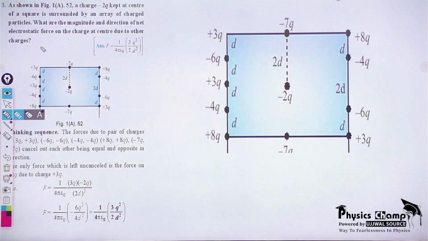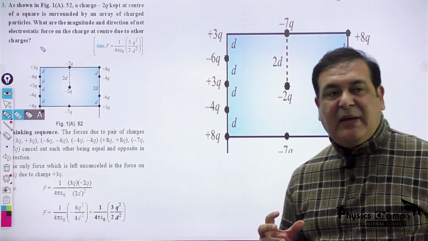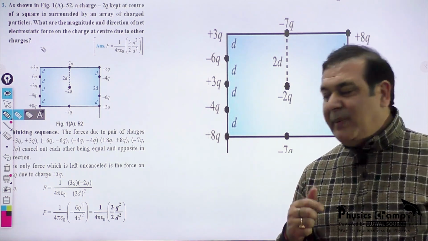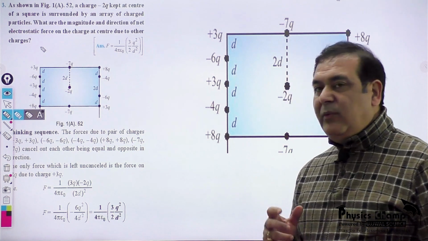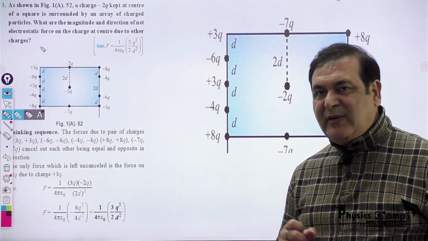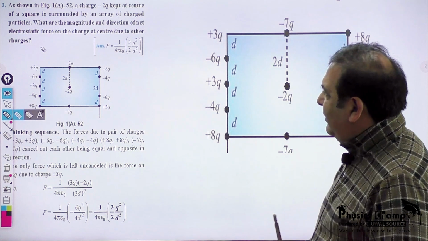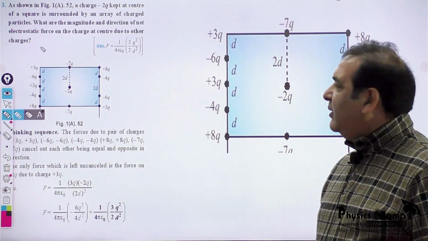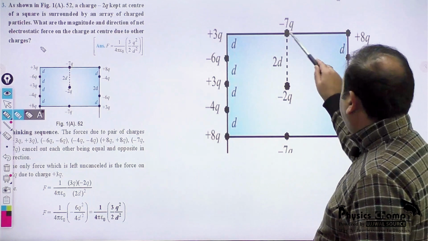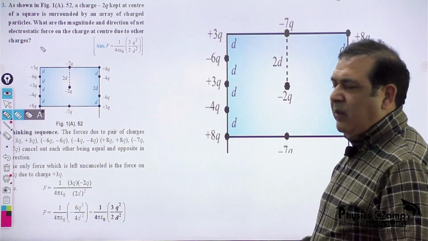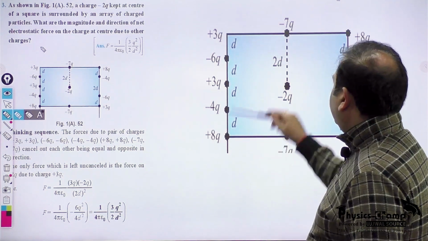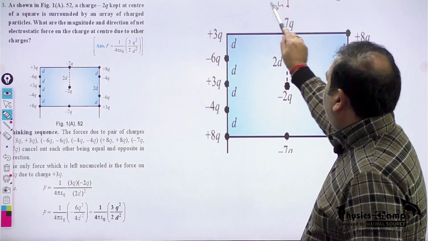So now I take question number 3, which is an interesting question. Interesting because it is relatively easy, I must say, as compared to the previous question. You will have to put less effort, just a little bit more mind, I would say. Like here in the question, it is mentioned that there is a square of each side 4D. So each side of the square is 4D.